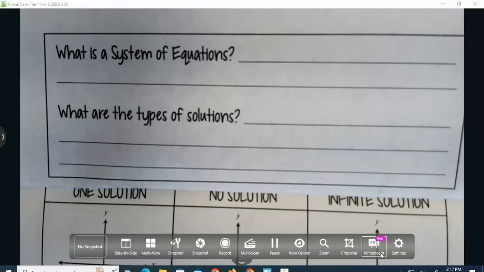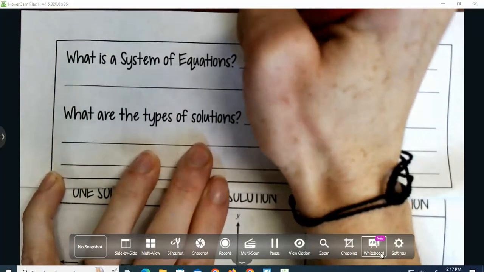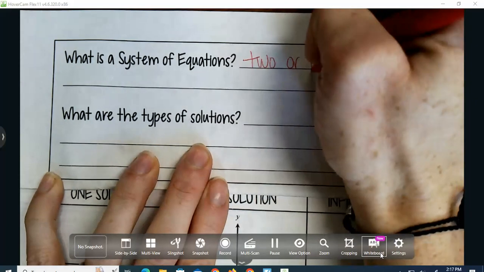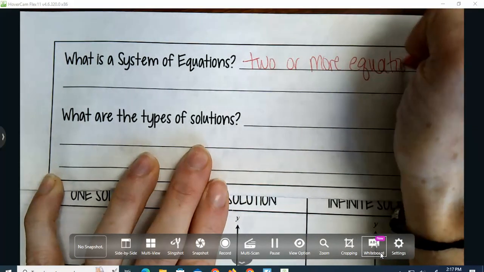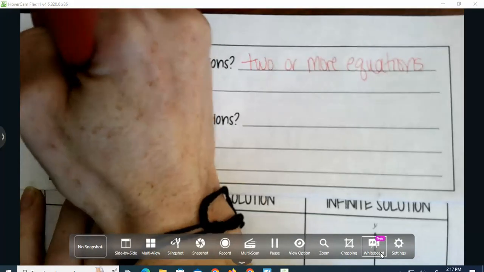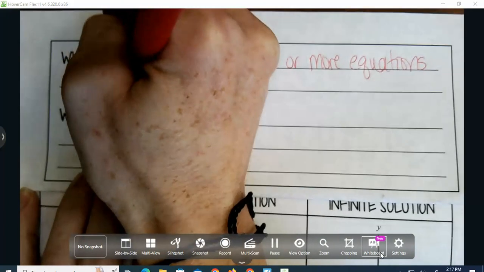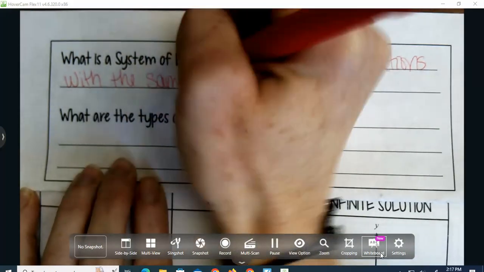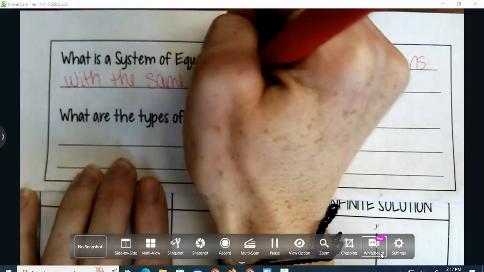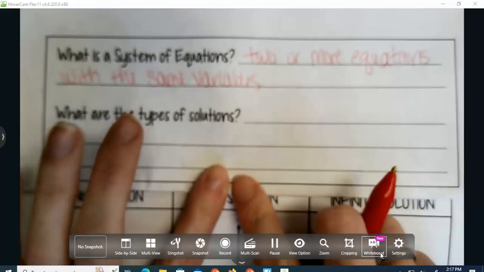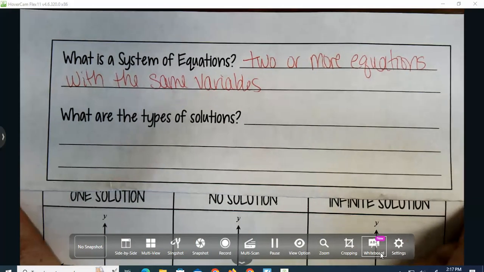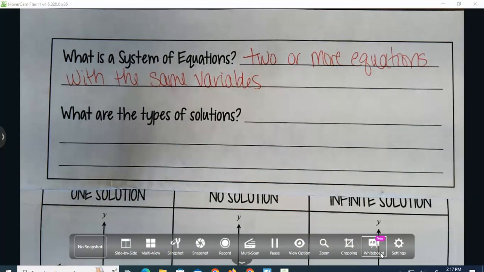Equations? Two or more. Two or more equations with the same variables. It wouldn't do much good if we had one equation with an x and a y and the next equation had an a and a b. They have to have the same variables in them.